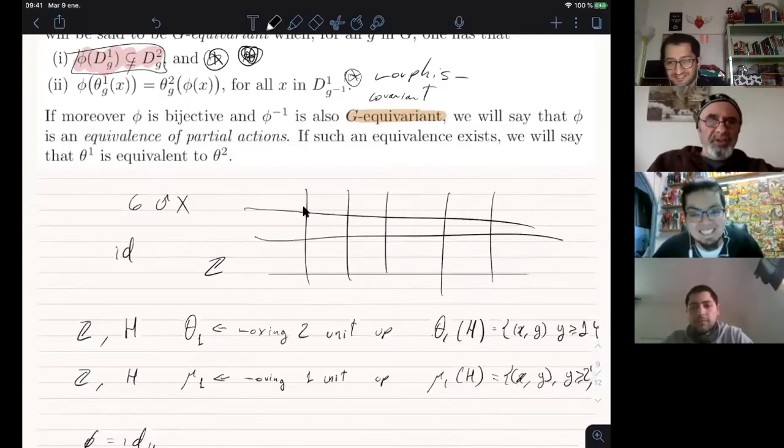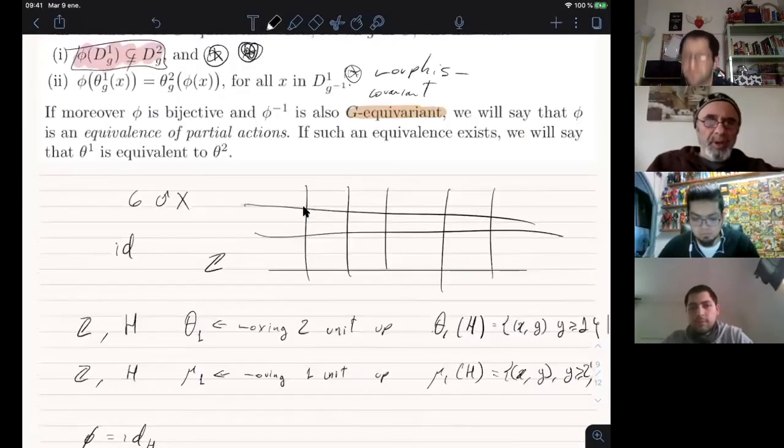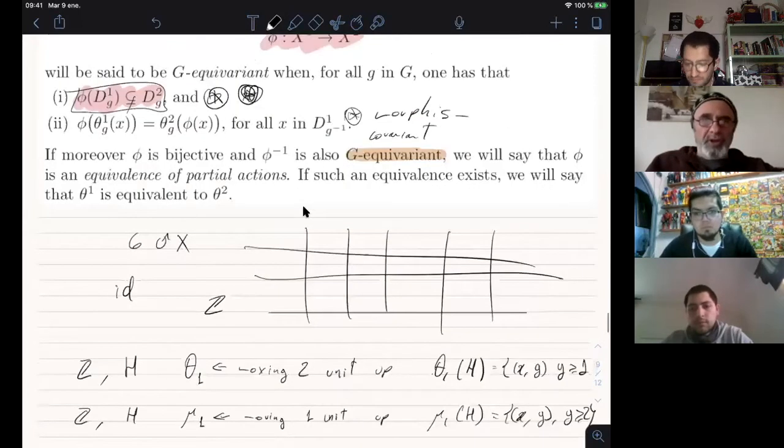So in this example, if I understand well, the identity is a bijective morphism. Exactly. But the inverse, which is once again the identity, is not compatible with the action. It is not covariant. Exactly. So this happens even in simple situations.